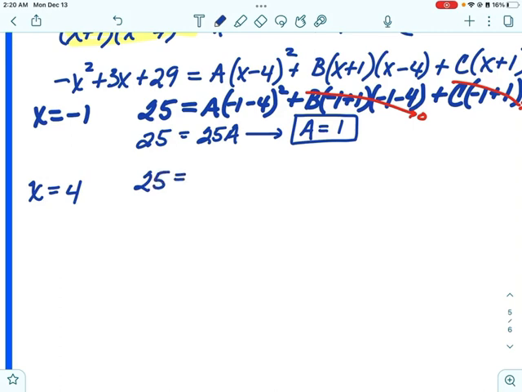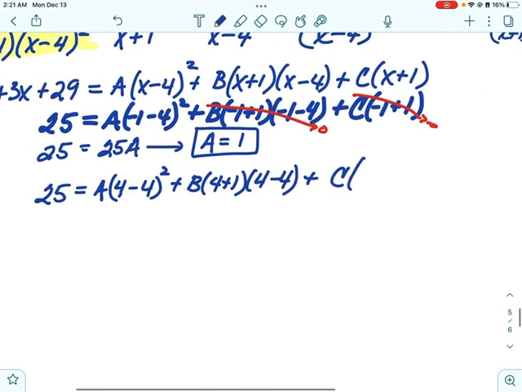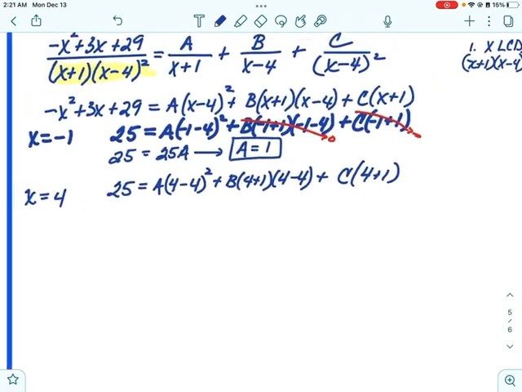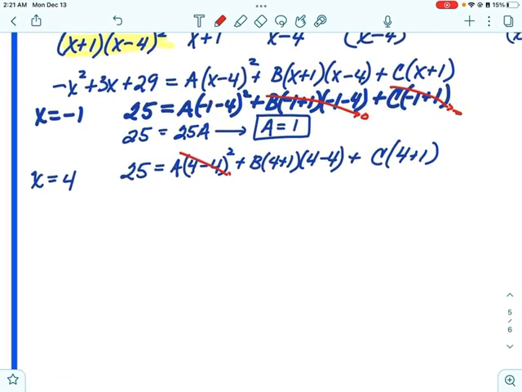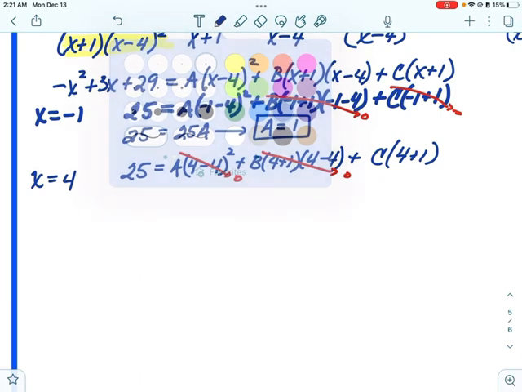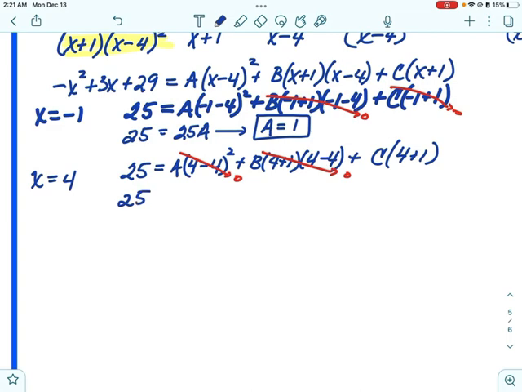And then for the first factor, we're going to get A times 4 minus 4 squared plus B times 4 plus 1 times 4 minus 4 plus C times 4 plus 1. Simplifying this, the first term goes to 0 and the second term goes to 0. So then we are left with 5C. 25 is equal to 5C. So it turns out C is equal to 5.